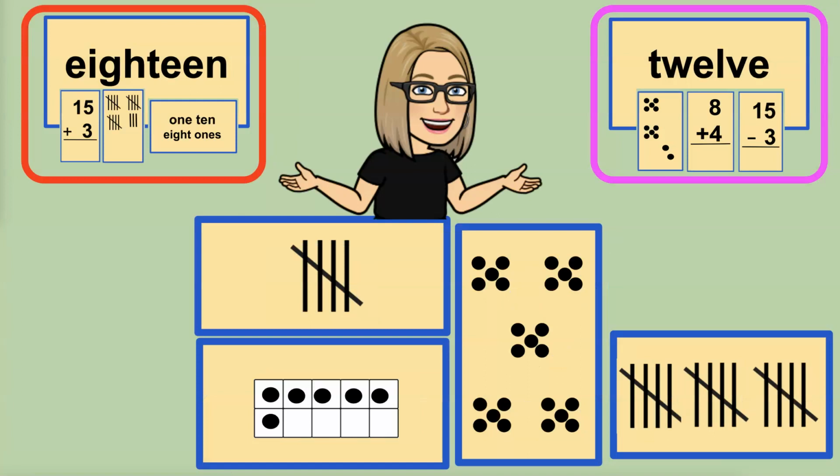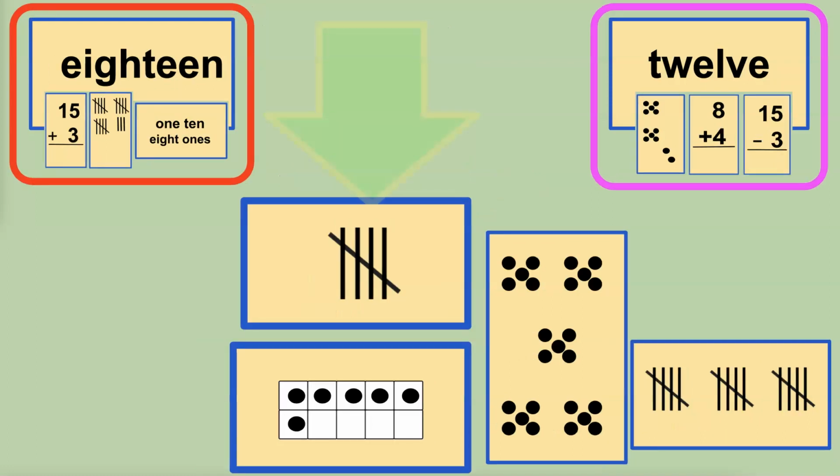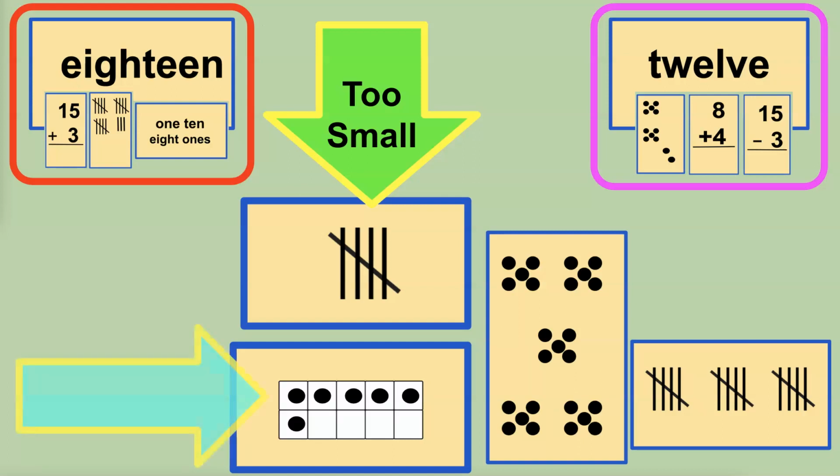You'll need to model how to do this by working with small groups a few times before students work together with partners. Let's look at some possibilities for this discussion. We know this shape of tallies here represents a group of 5. That's way too small compared to 12 or 18. This one doesn't fit. When we look at the tens frame, we can see that there is only one tens frame, and we know that both 12 and 18 are greater than 10. So this value is clearly too small.